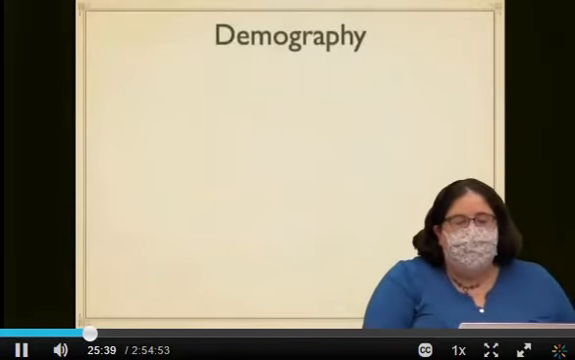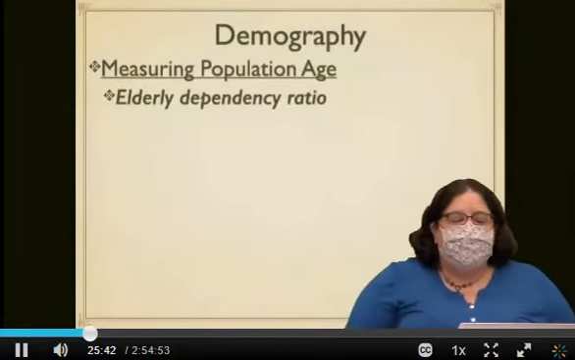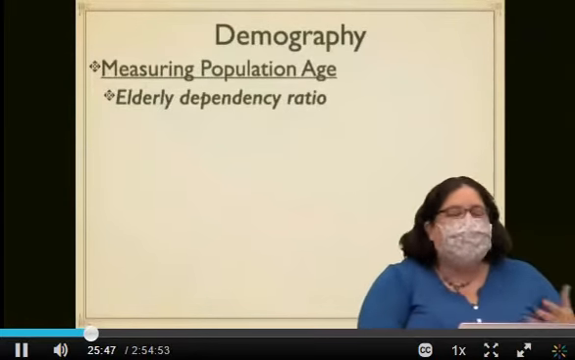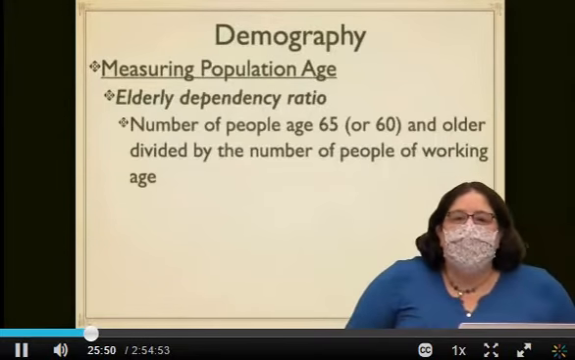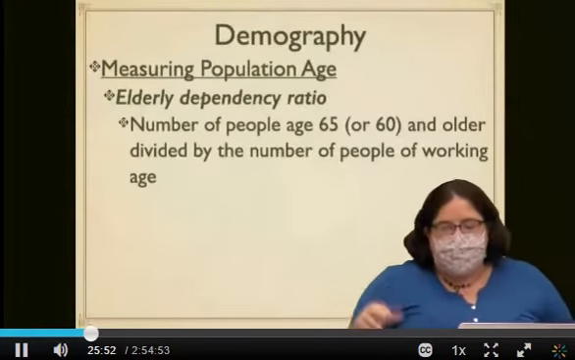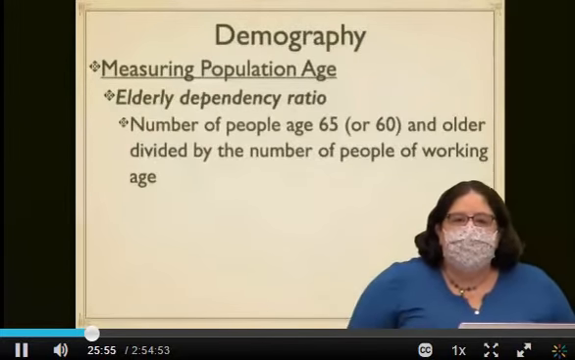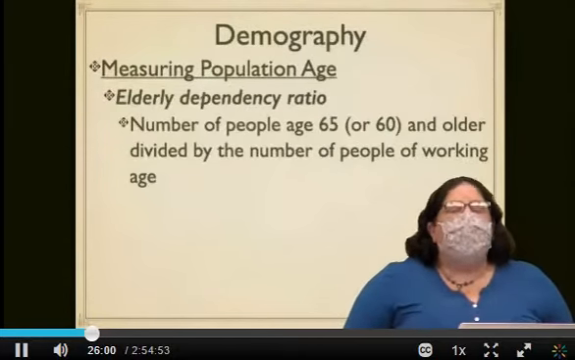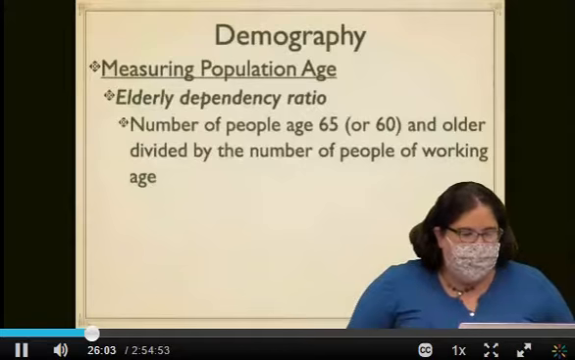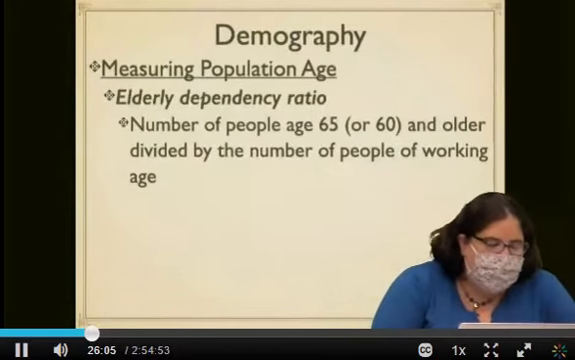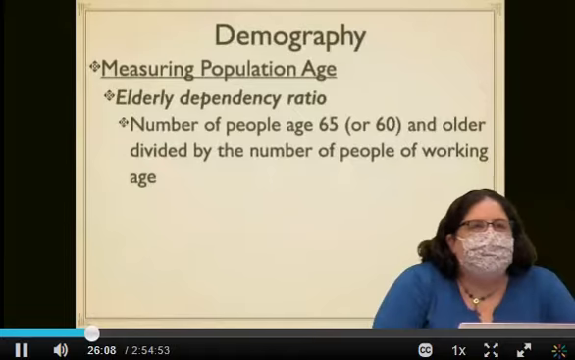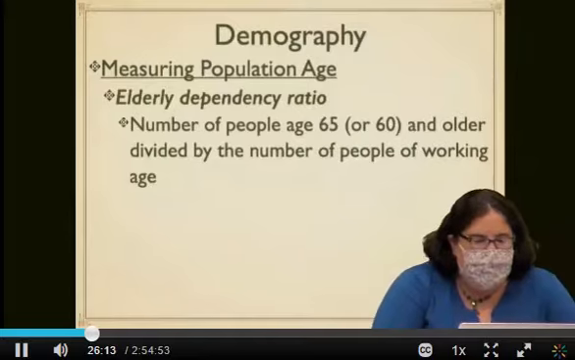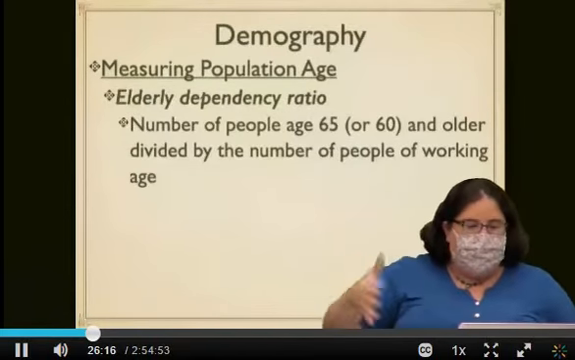Finally, the third way that we can look at population age is through something called the dependency ratio. The dependency ratio is an economic measure. It's the number of people age 65 or 60, depending on who's measuring it, and older divided by the number of people of working age. Typically, working age is defined as either 15 or 18, somewhere in there, depending on the state, and then up through age 64, because you can retire at 65.